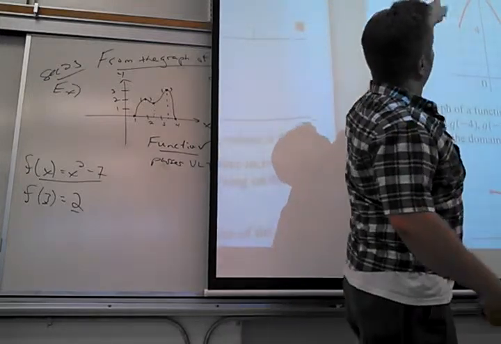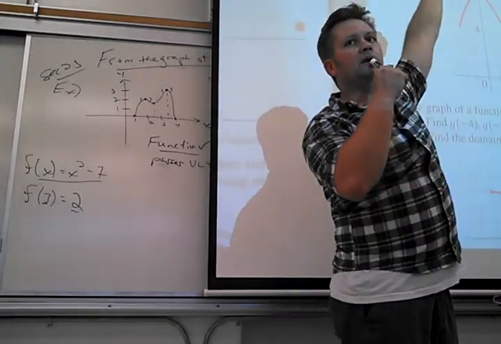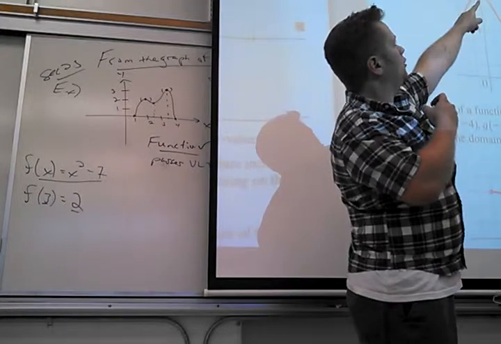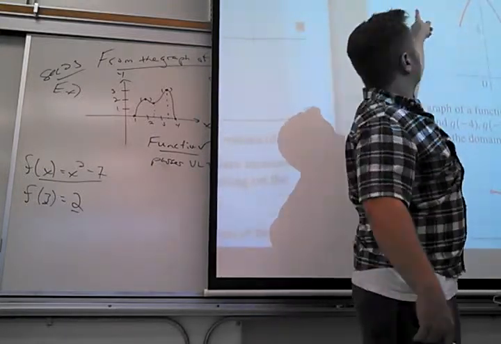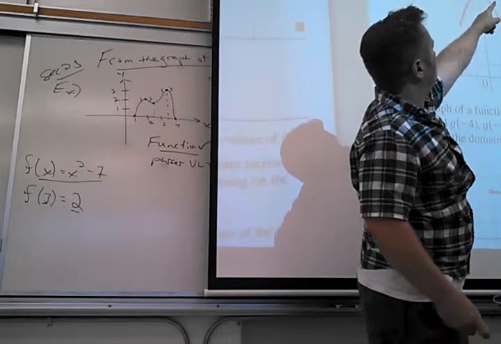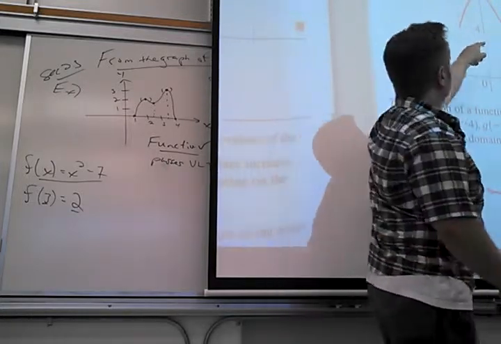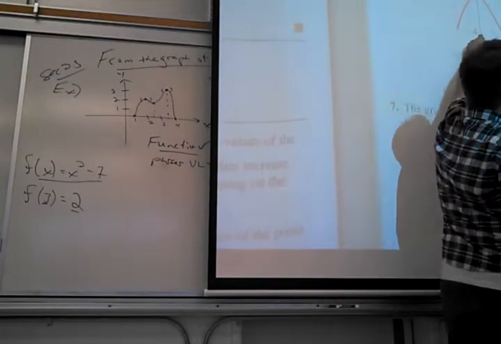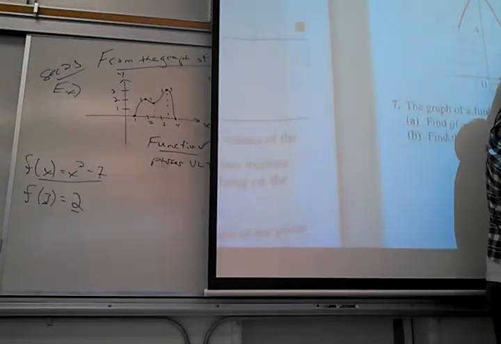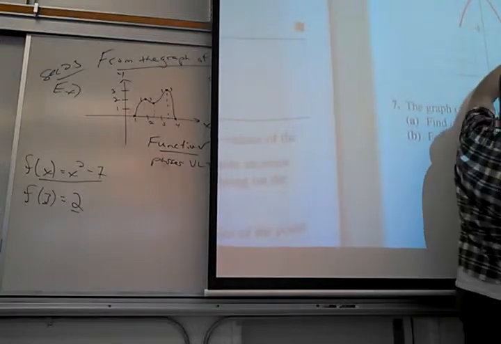Now here, part C is different from part A. Part C, I don't know what the input is, but I know the output's got to be 4. That's for part C. Find the values of x for which the output is 4. So here's an output of 4. What value of x gives me that? Negative 2. Negative 2, 2, 6.